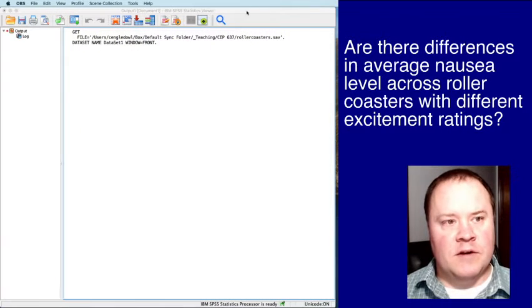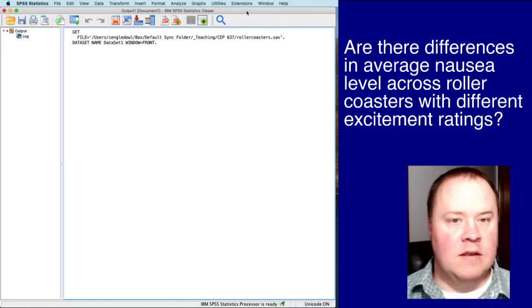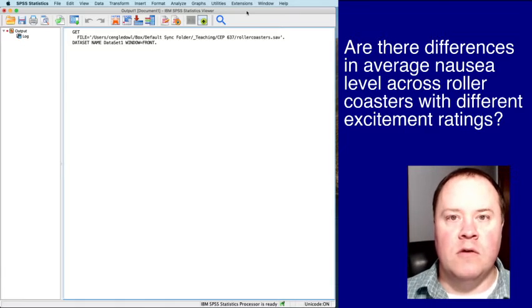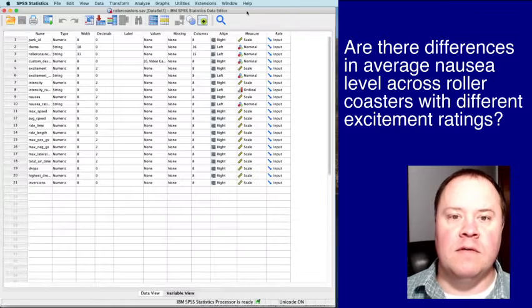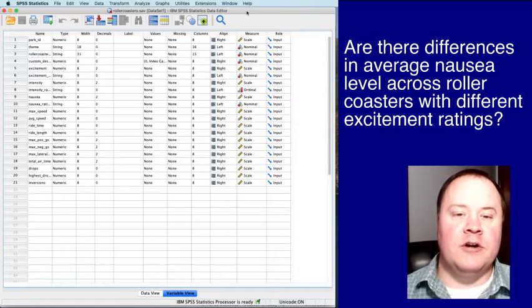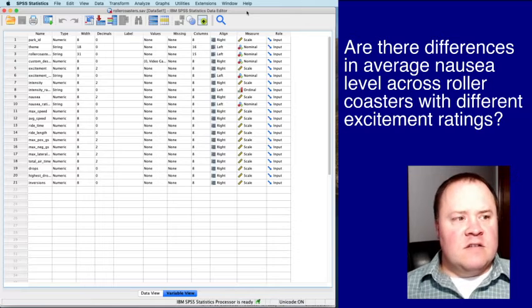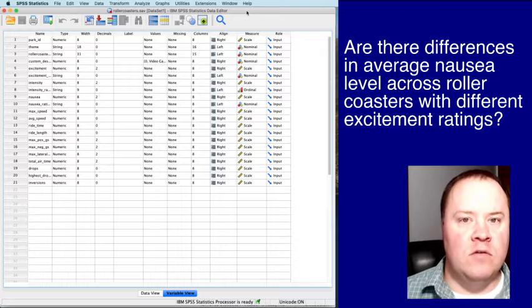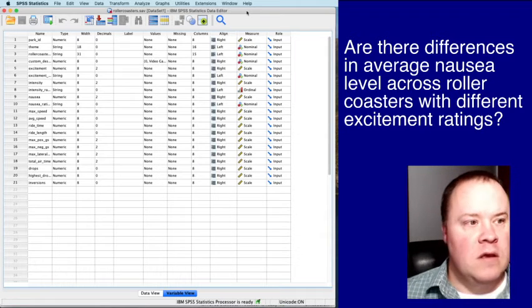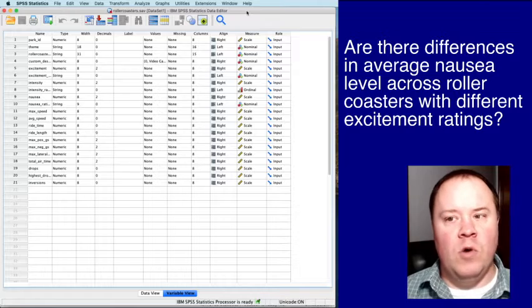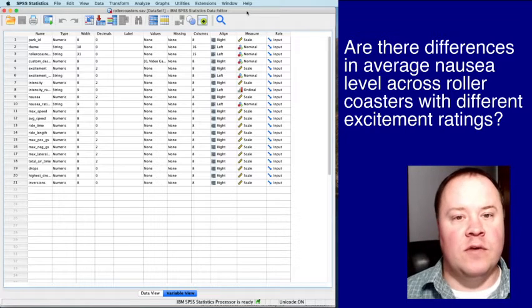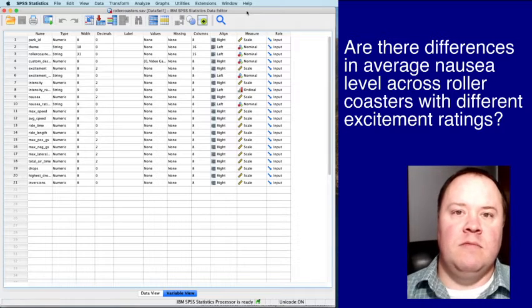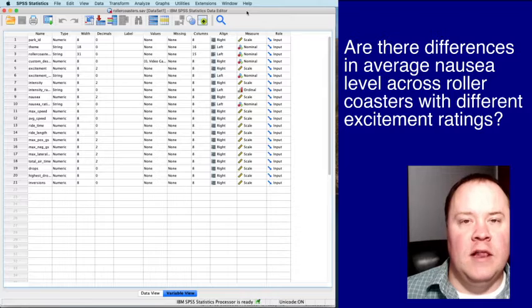All right, so first, I'll put a link to this in the video notes, but we're going to start with looking at this data set about roller coasters, and these are data that are not necessarily real world. They were collected as part of a Roller Coaster Tycoon data set that's available for free on Kaggle. At any rate, one question that you might be able to ask with some of this data, and I'm showing you here the variable list that's in the data set, is are there differences in average nausea level across roller coasters with different excitement ratings?